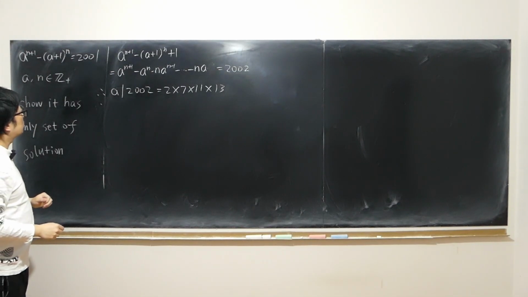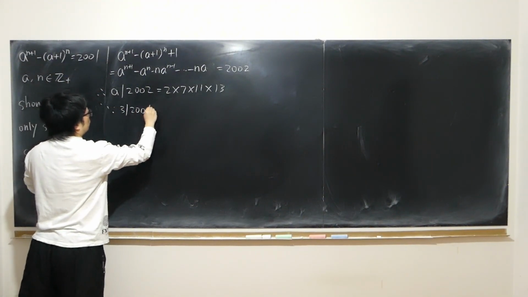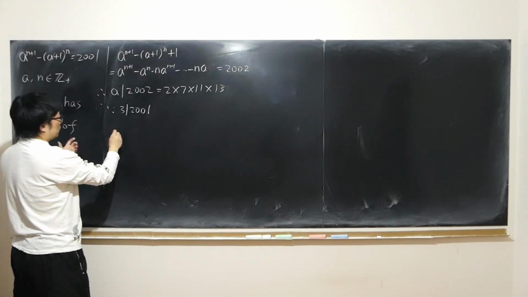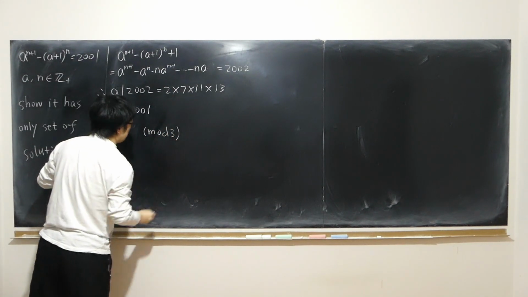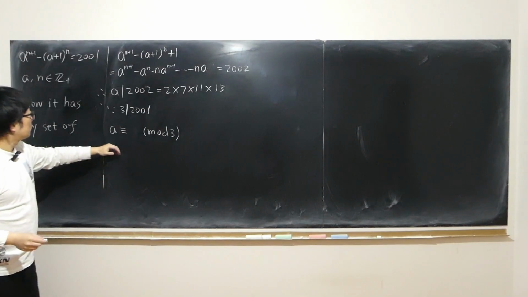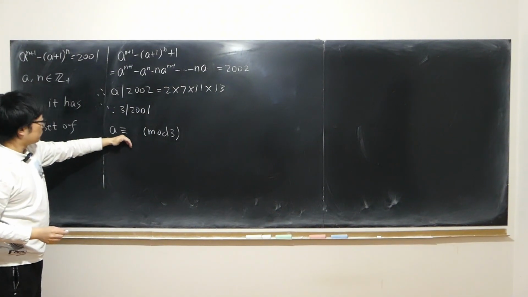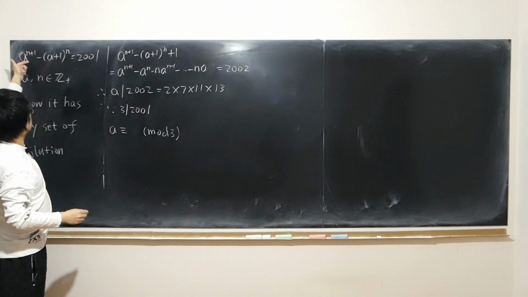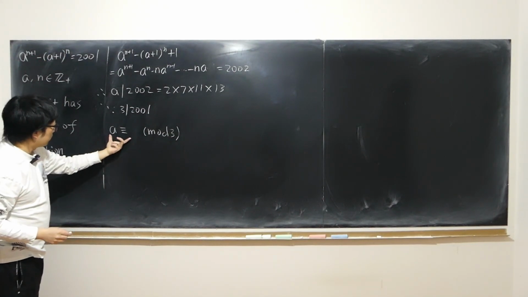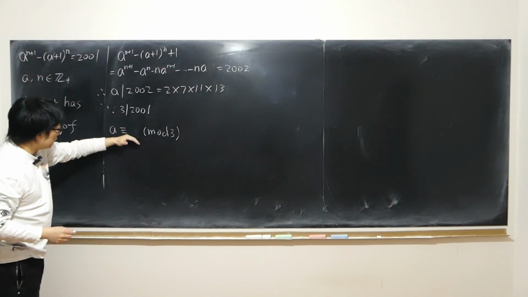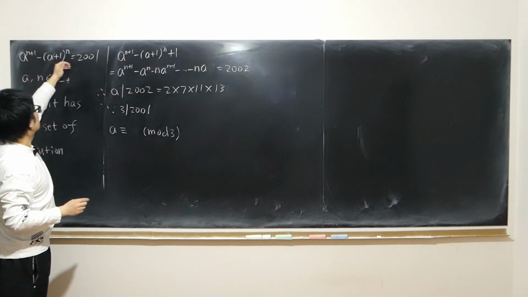Next, because 3 already divides 2001, what's the remainder if a is divided by 3? If we say the remainder is 0, what's going to happen? This is already divisible by 3. Assuming a is divisible by 3 also, so is this term. So this term also has to be divisible by 3. But it's impossible, because here the remainder is 0, a plus 1 divided by 3, remainder has to be 1. Cannot be divisible by 3.